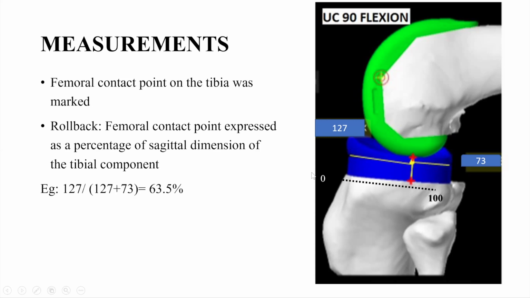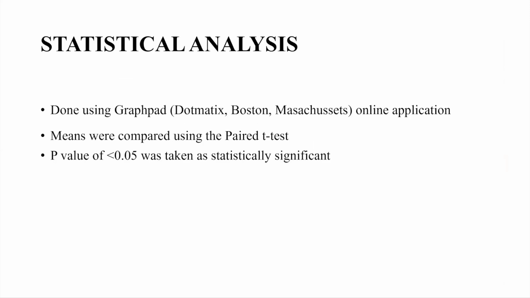Here in this example, I've shown you how we estimated the rollback. It is expressed as a percentage so that we can uniformly compute it across many knees. And then maximum flexion with each insert was also recorded. The statistical analysis was done using the paired t-test.